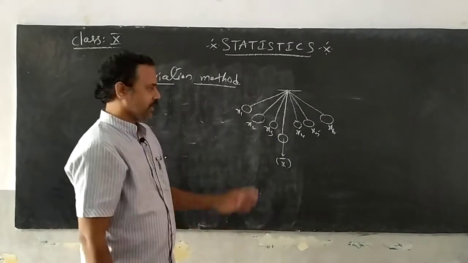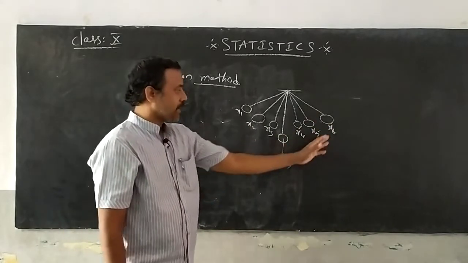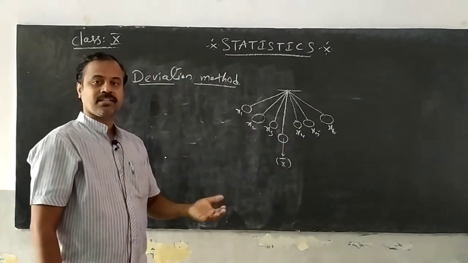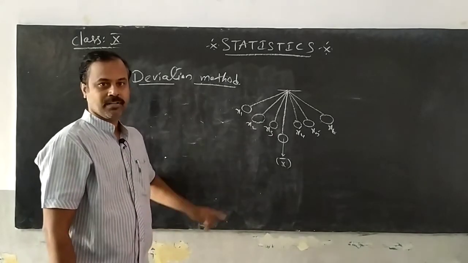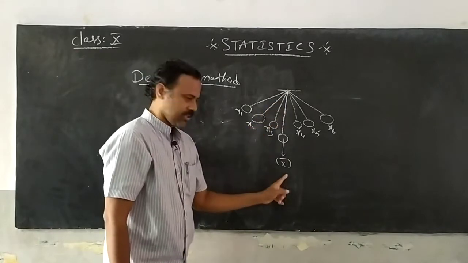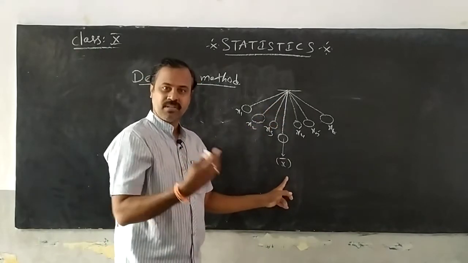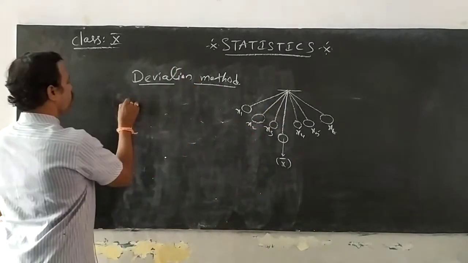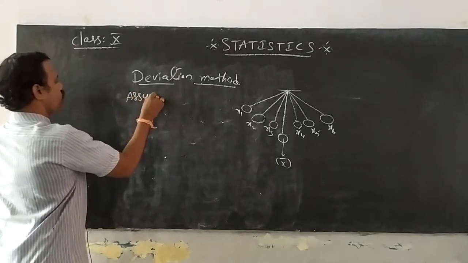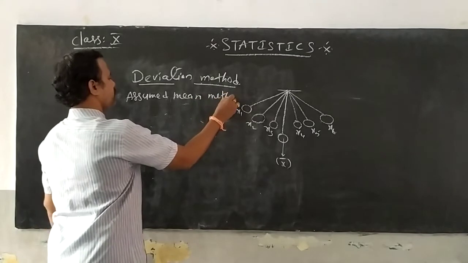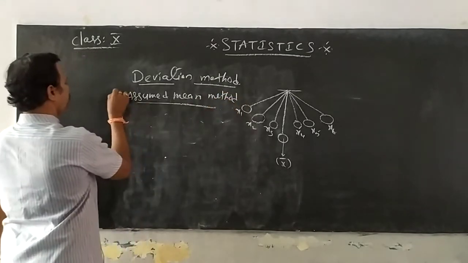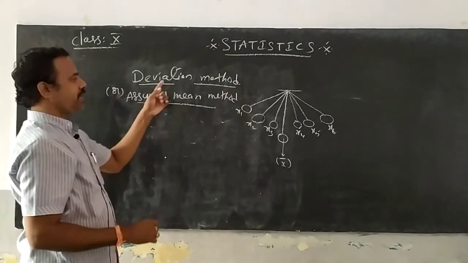You understand? Right. Now, among these observations, I take any one value as the mean, but it is not the mean. The actual mean is here, but I assume the mean here. So this method is also called the assumed mean method. Do you understand? Okay, very good. So, deviation method.